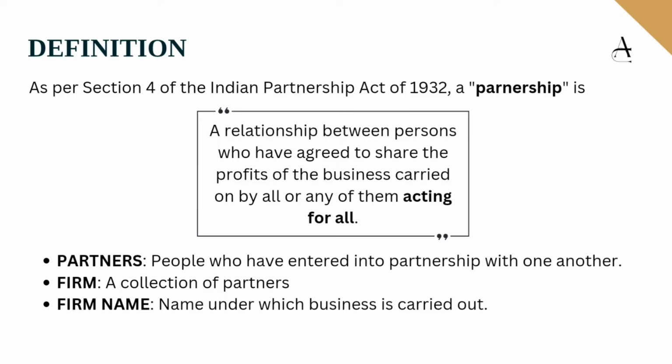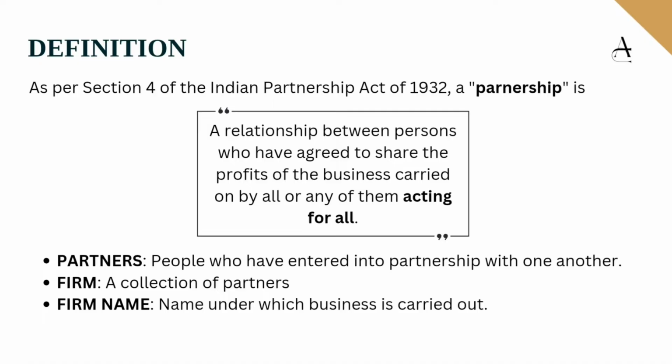So acting for all means that if I'm a partner in a business and I do something, then it is automatically assumed that I am acting on behalf of the rest of the partners as well. If I say something, then to the outside world, outside of the firm, they treat it as all the partners have agreed, whether or not they have agreed. So that is one clause, acting for all, which is very, very important.